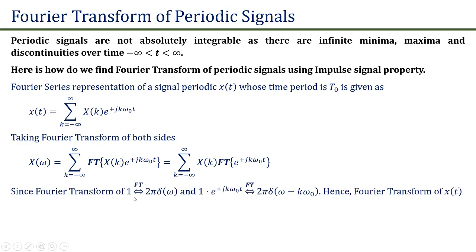Since the Fourier transform of 1 is given as 2 pi into delta function of omega, if we multiply the left hand side with e raised to power j k omega naught t, we will get frequency shift in the right hand side. Accordingly, we will get the Fourier transform of e raised to power j k omega naught t is equal to 2 pi into delta function of omega minus k into omega naught. Hence, the Fourier transform of x(t) is given as X omega is equal to 2 pi into summation from k is equal to minus infinity to plus infinity x of k into delta function of omega minus k into omega naught. This is the Fourier transform of a periodic signal x(t).